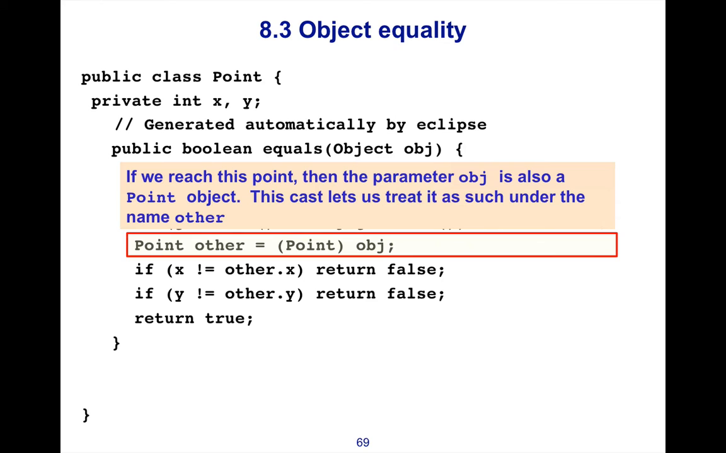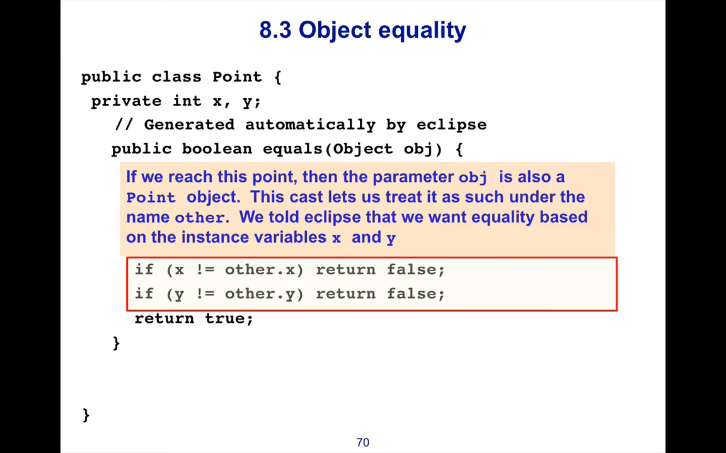If we get to this point, then the object supplied for equality comparison with this is also a point object. Otherwise, we would have returned false by the line previous to this one. We therefore take the object and cast it as a point so we can look further into its values and decide whether it does dot equal this point. So you see Point other is equal to the cast to Point of obj. We can now look at the x and y coordinates of the other object just as we look at this one. So the next two lines compare this x and the other x, and this y and the other y, and if either of those disagrees, we return false.